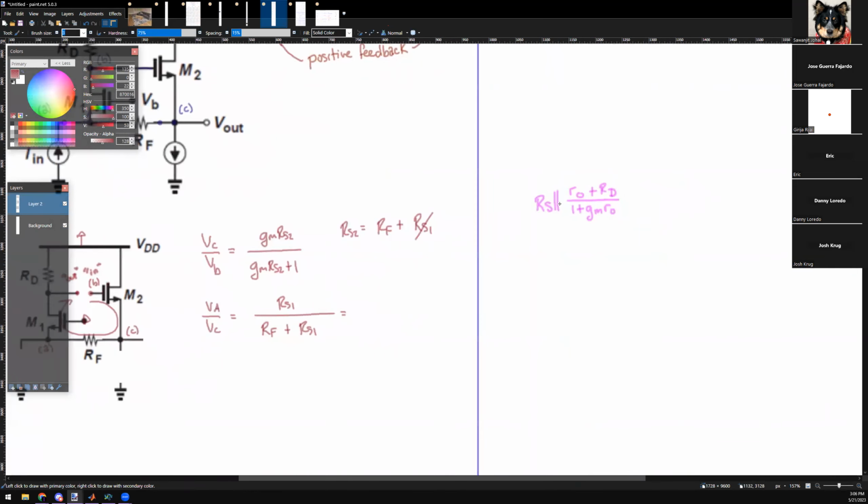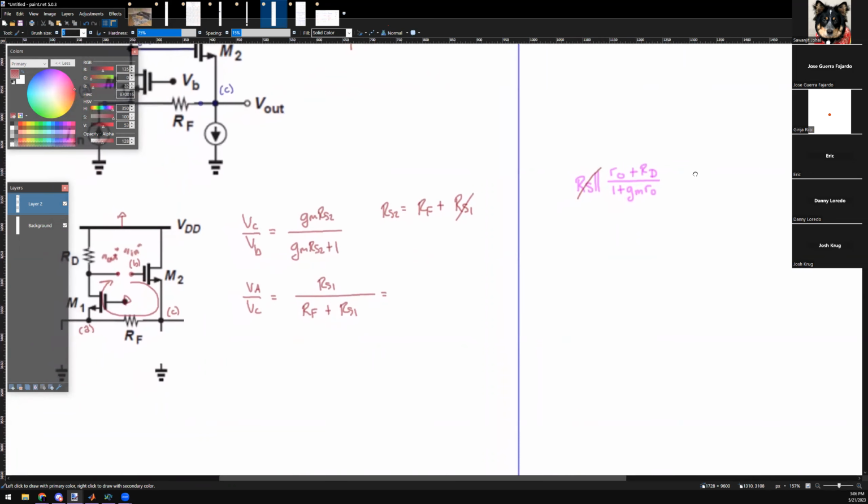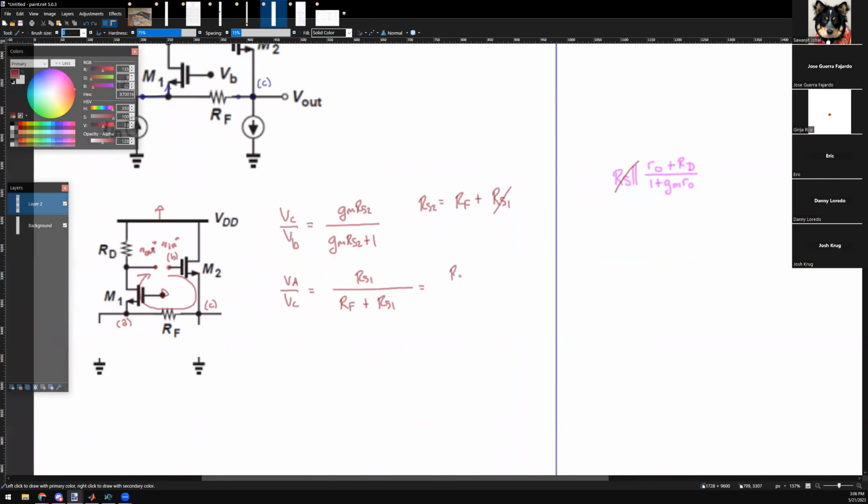R naught goes to infinity, so ignore this. It does have an RD anyway. So I divide top and bottom by RO. So I have 1 plus... oh, is this just 1 over GM? Looks like it. It is 1 over GM. So this is just 1 over GM1 divided by RF plus 1 over GM1.